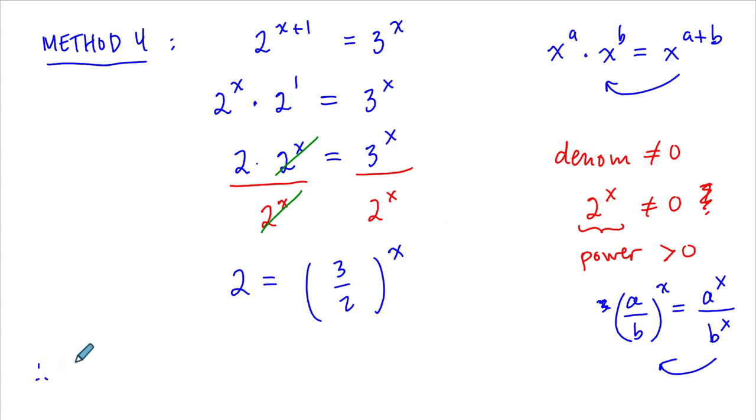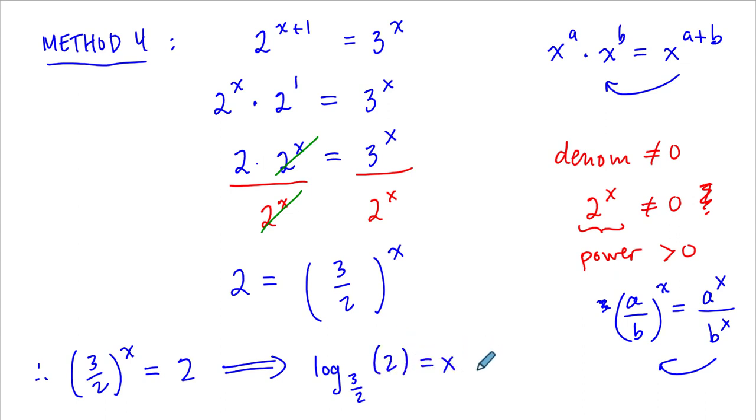Now let me just rewrite this. We have a base raised to an exponent equal to a power. We have a simple exponential equation where the variable is the unknown. So we can in one step rearrange from exponential form to log form. We have log base 3/2 of the power is equal to x. And so that's our final answer in a much shorter approach.